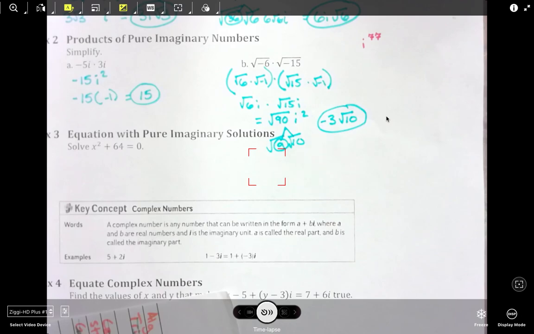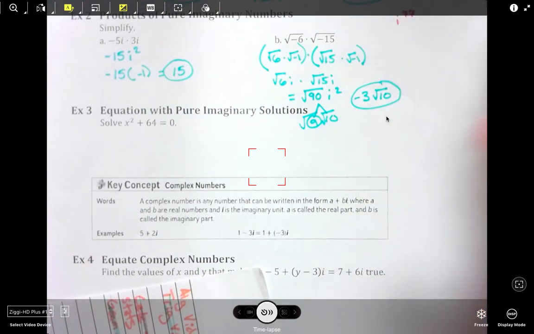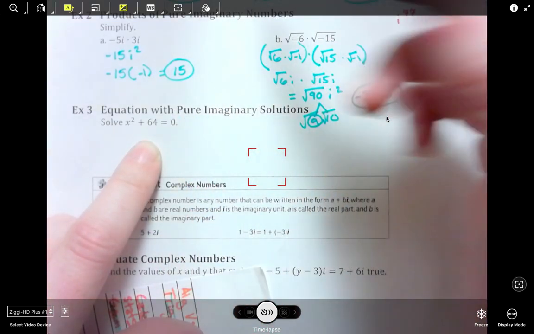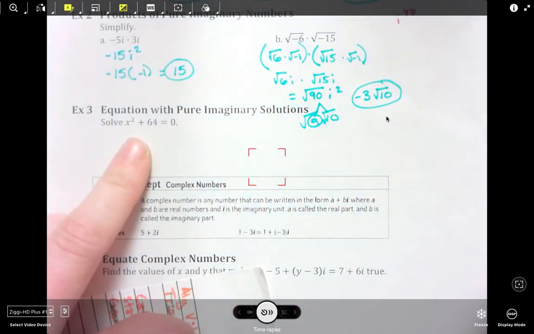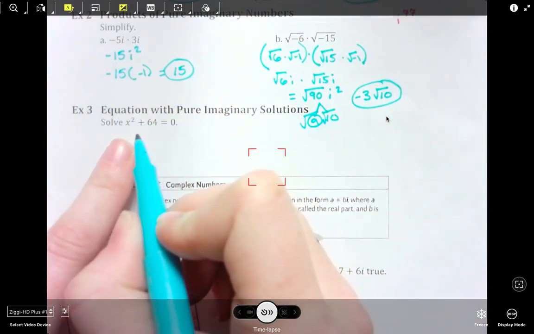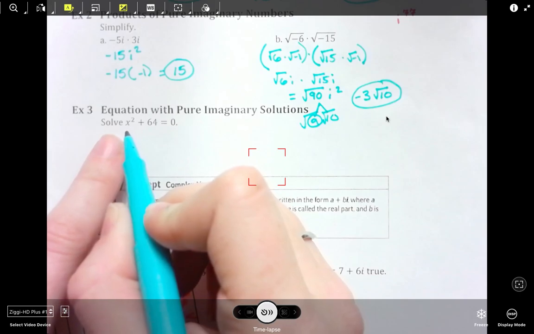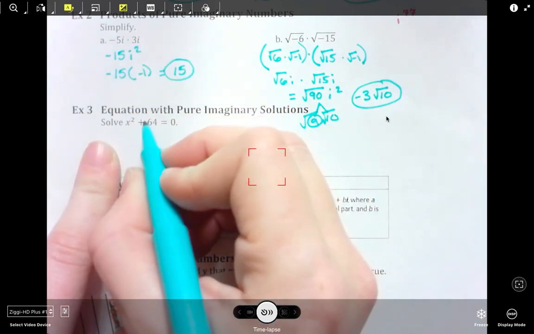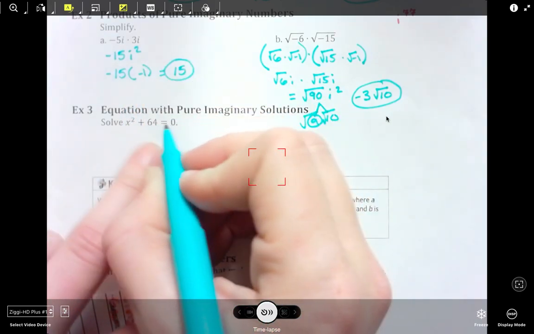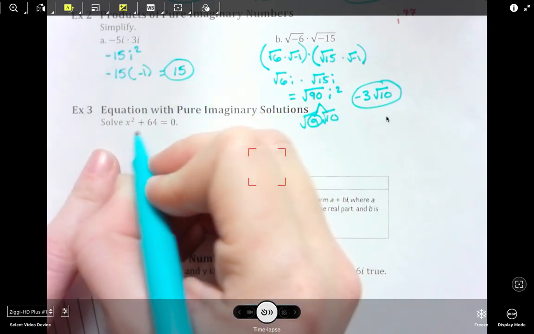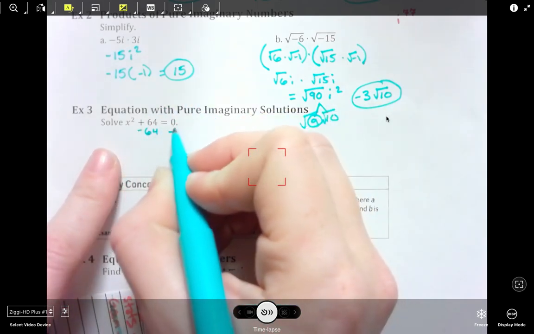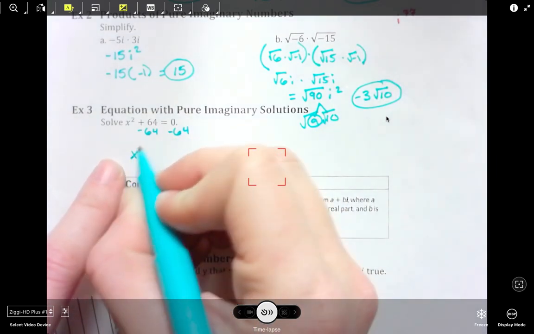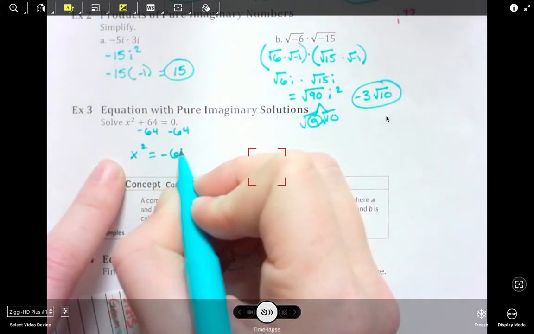Just like that, okay? I guess this next question does kind of get into how parabolas end up, or how quadratic functions relate to complex numbers. When you're trying to solve for x squared here, and you have problems like this on your homework, x squared plus 64 equals 0, we're going to move the 64 to the other side. So minus 64, minus 64. We have x squared equals -64.